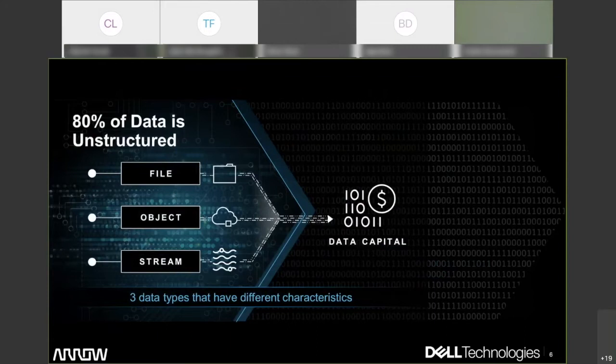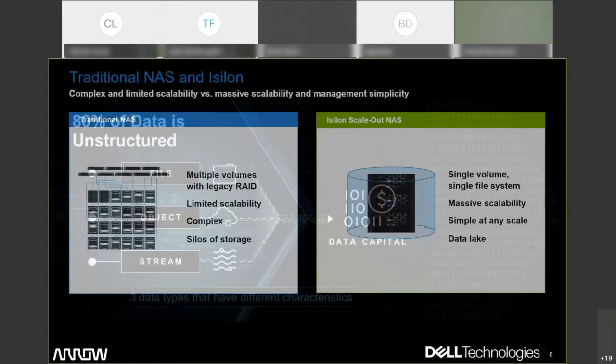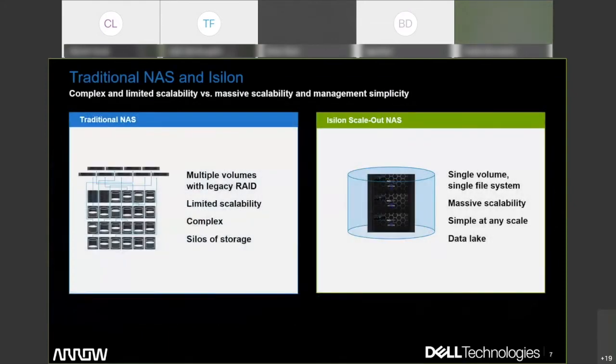Today, for the sake of time, we're going to be talking about Isilon and PowerScale in the context of file data. But everything we talk about today applies to all three types of unstructured data shown here, and how we manage that is expanding very quickly, particularly since Tuesday.